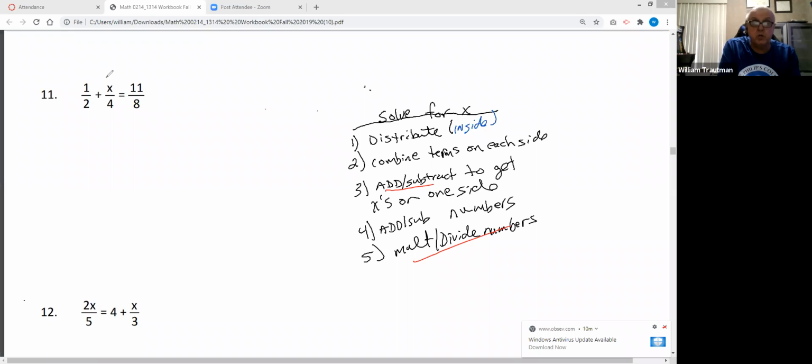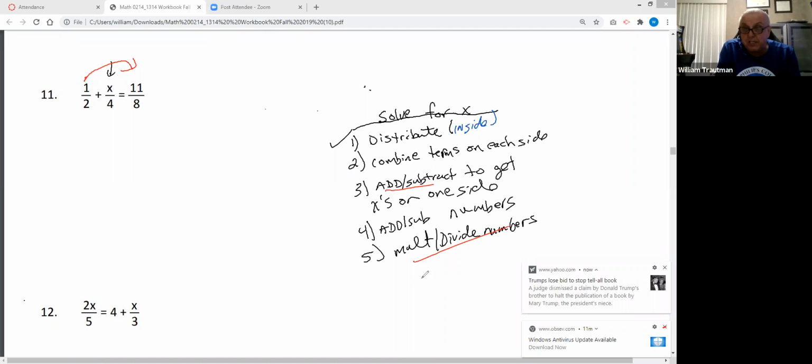All right, so on this one, there's no distribute. I cannot add these two together. One's an x and one's just a number. That's step 2. Step 3, get all the x's to one side. All the x's are on the left already, so step 3 is done. Step 4 says take the adds and subtracts to the other side first. This 4 is dividing. This 1/2 is adding, so I'm going to take the 1/2 to the other side.